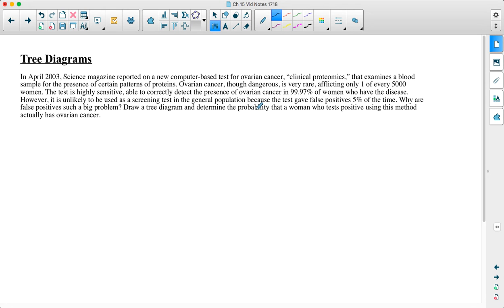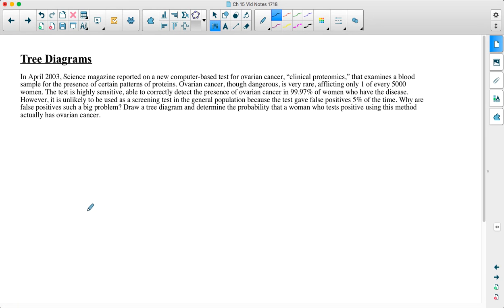So this question here is talking about a computer-based test for ovarian cancer, and it examines a blood sample for the presence of certain patterns of proteins. Ovarian cancer, though dangerous, is very rare, afflicting only 1 of every 5,000 women. The test is highly sensitive, able to correctly detect the presence of ovarian cancer in 99.97% of women who have the disease. However, it is unlikely to be used as a screening test in the general population because the test gives false positives 5% of the time. Why are false positives such a big problem? Draw a tree diagram to determine the probability.